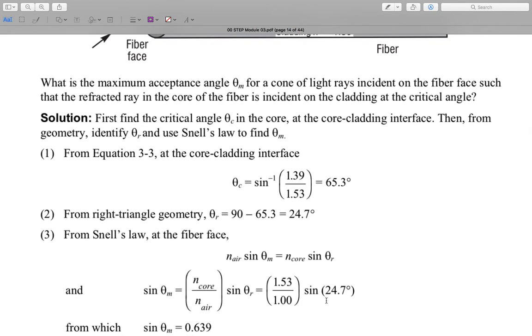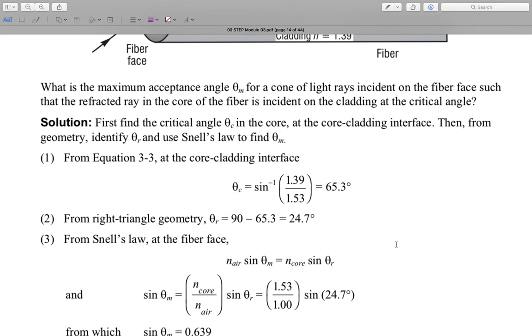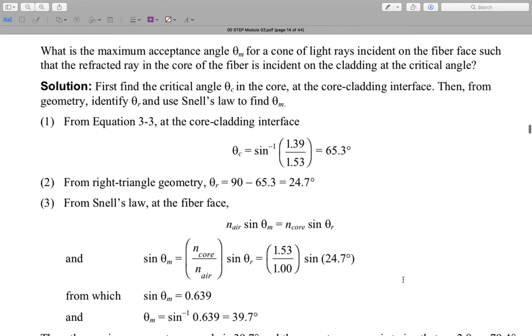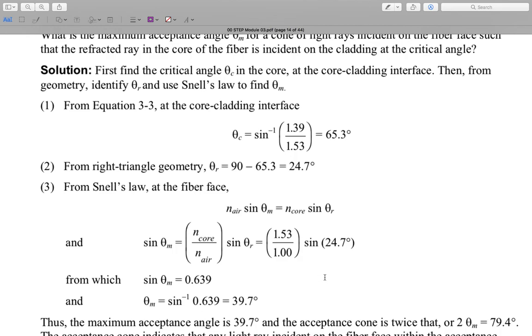Then, for Snell's law at the fiber face, we have n air sin theta m equals n core sin theta r. So sin theta m equals n core divided by n air times sin theta r. n core is 1.53 and n air equals 1.0, times sin 24.7 degrees. We get sin theta m equals 0.639, and theta m equals sin minus 1 of 0.639, which equals 39.7 degrees.